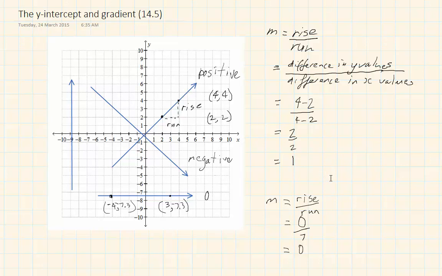So that's why we call this the 0 gradient. Let's have a look at our final one up here. This one we call undefined, and another name for it is infinity. Let's have a look at this one. I'll do the formula over here. So m equals rise over run.